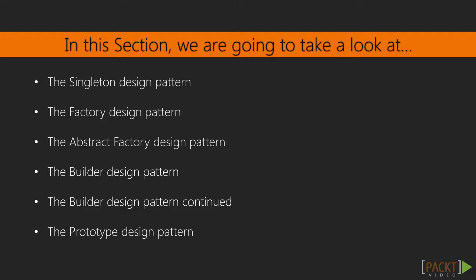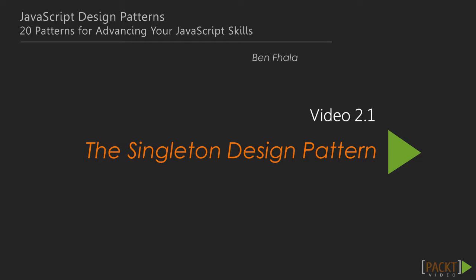Above that is the abstract factory, which is a factory that is a little bit more sophisticated, followed by the builder, which is even more sophisticated. And we're going to wrap up the creational design patterns by taking a look at the prototype design pattern, one that is very native to JavaScript. So let's jump right into the first one, the Singleton design pattern.